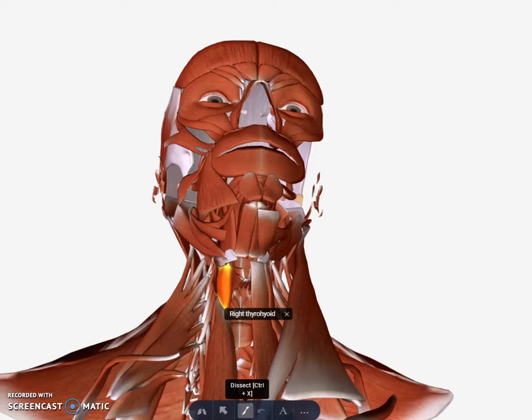This is the thyrohyoid. It depresses hyoid and elevates the larynx. The origin is the larynx. The insertion is the hyoid.